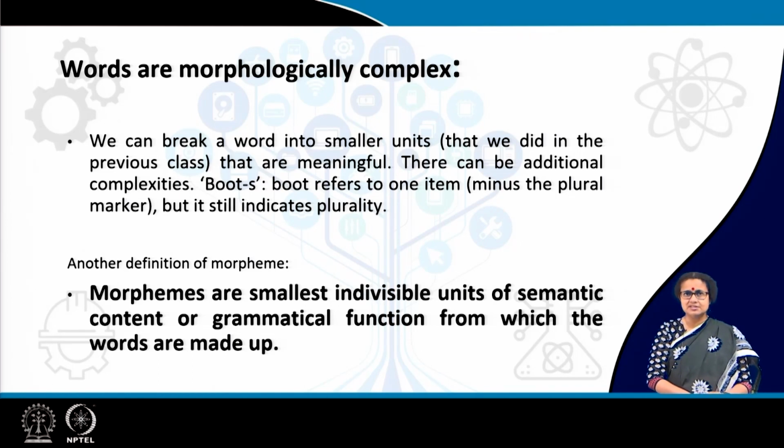What kind of complexities? If you consider this word boots, so boot refers to one item and you can say that s is the plural marker in English, but if you say boot minus the plural marker s, there is still some indication of plurality, because you are not talking about one single item, though you are saying boot, there is some kind of plurality in terms of the meaning. So, that is why we often say that this is a complex term, we need to understand the semantic components as well. So, we have another definition of morpheme here, which is slightly simpler.